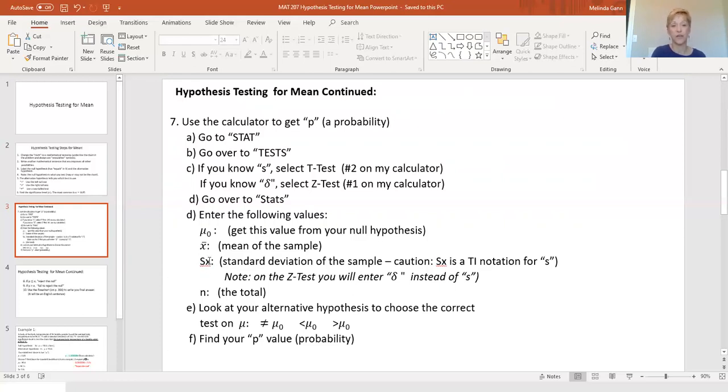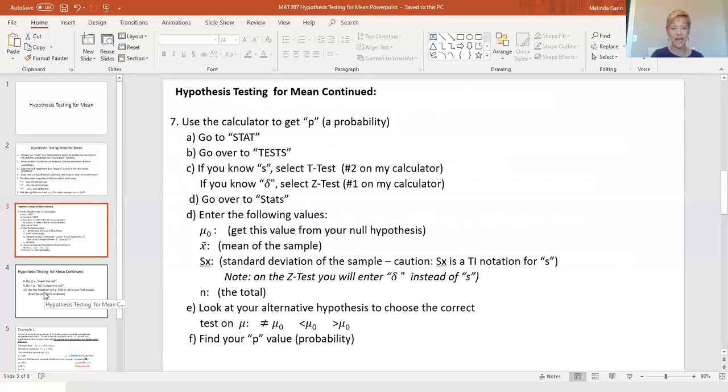But this is where you put your standard deviation, then of course your total. Then you have to decide whether to use not equal, less than, or greater than. That comes from your null hypothesis. Enter all that in your machines and hit calculate. And you're going to be looking for the probability. So you're looking for P on your machines.